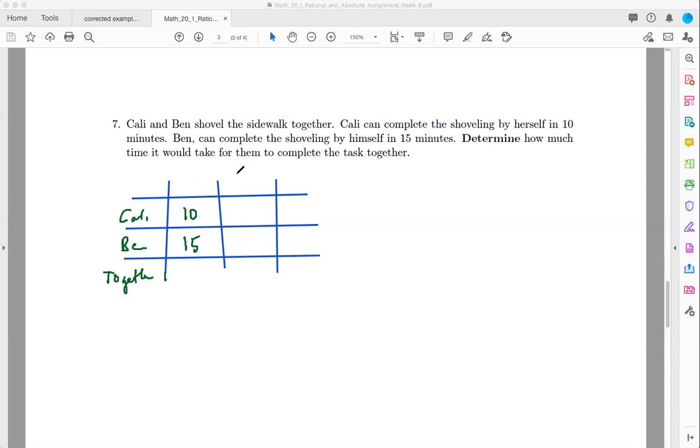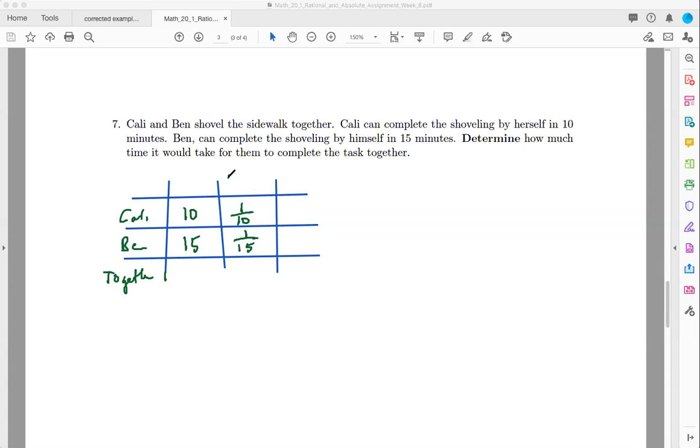Well, let's see, how much time would it take Ben in 1 minute, I guess. So if it took 10 minutes for Callie to do the shoveling, then in 1 minute, she can only do 1/10 of the job. And in the same way, Ben, if he took 15 minutes to do the whole job, in 1 minute has only done 1/15 of the work.